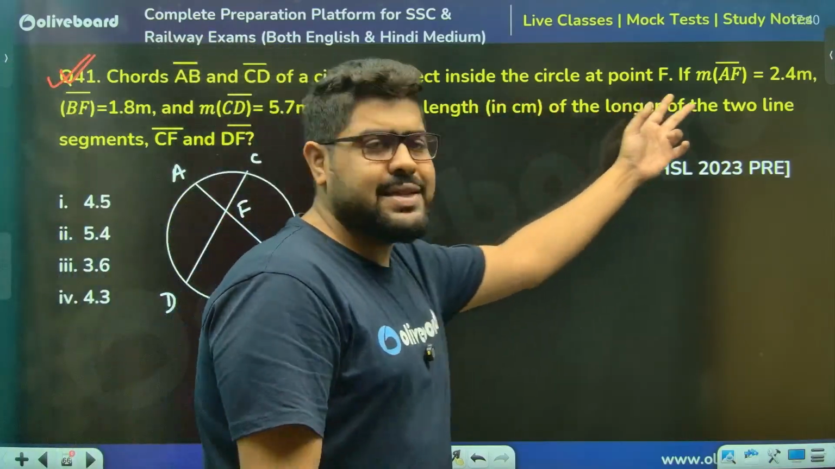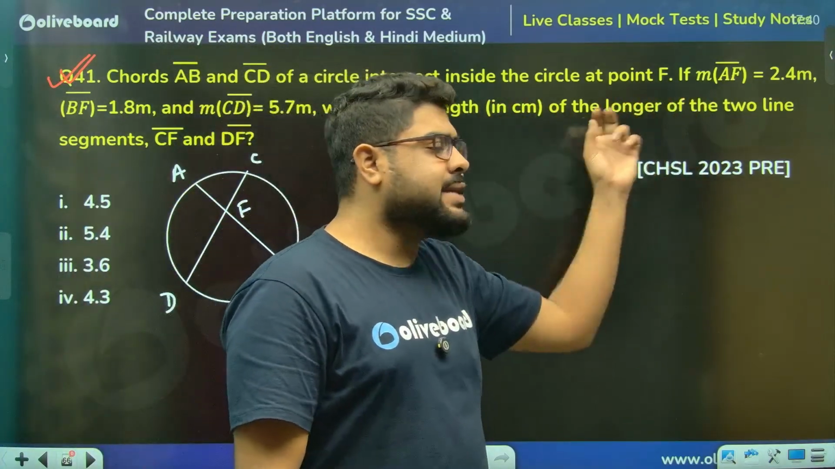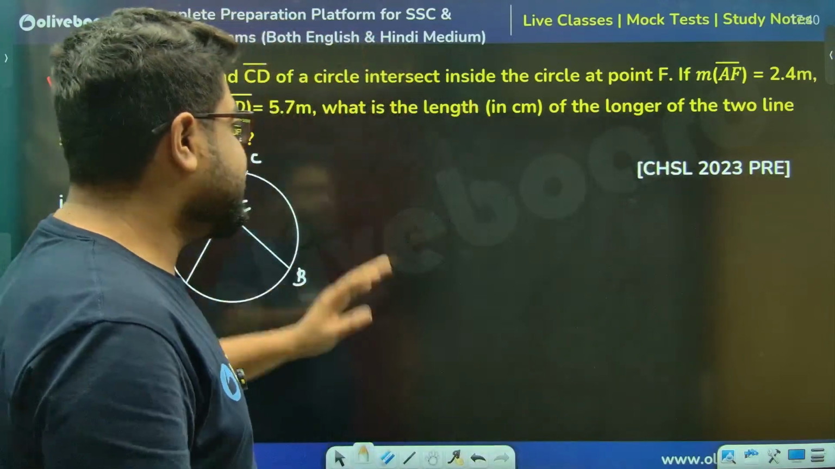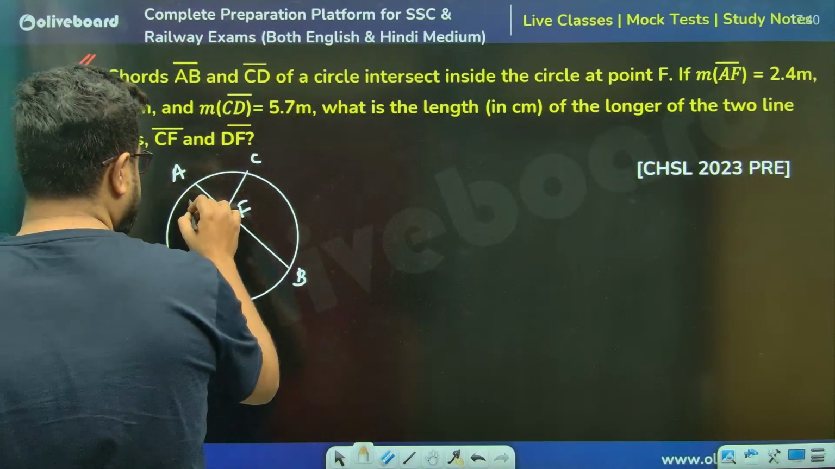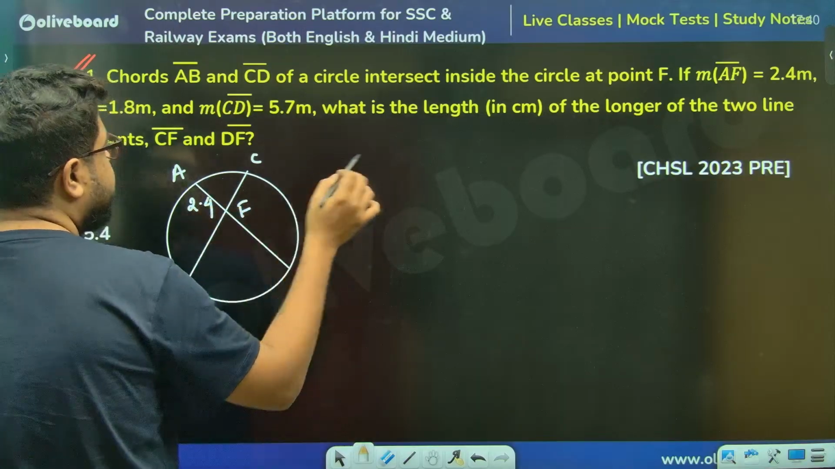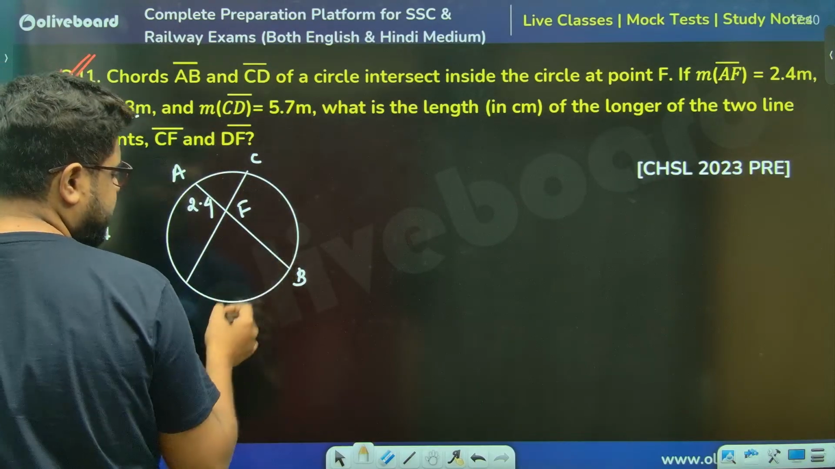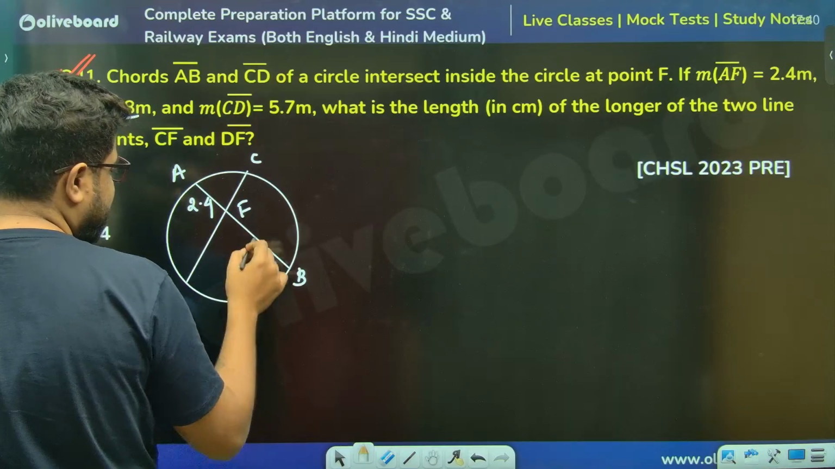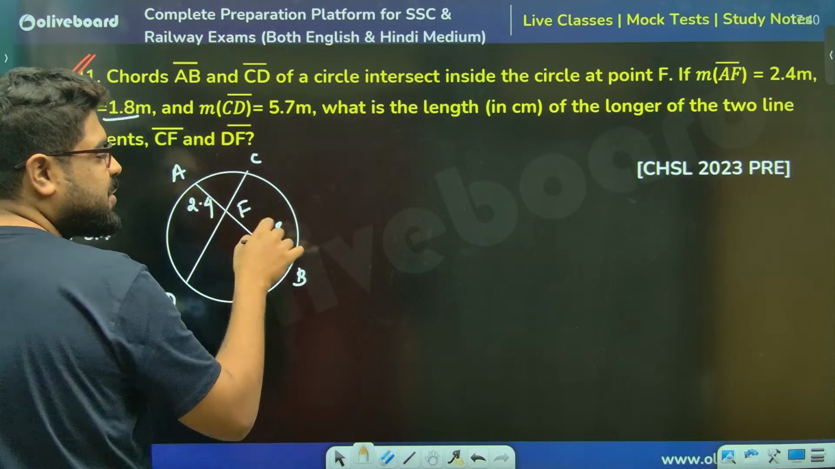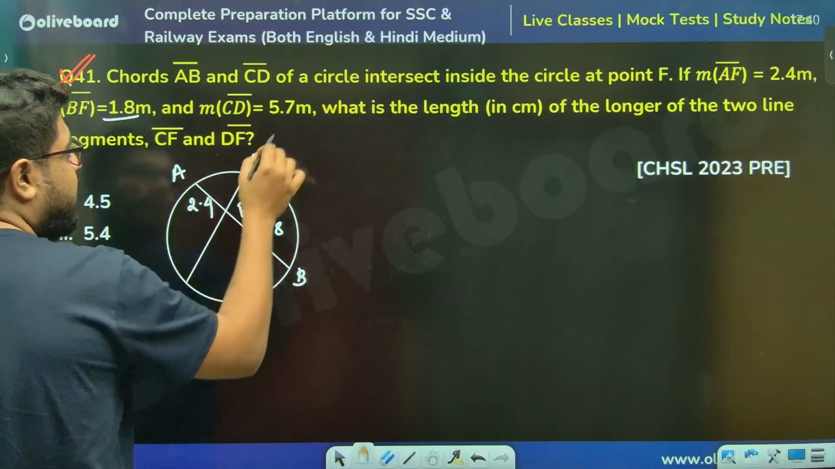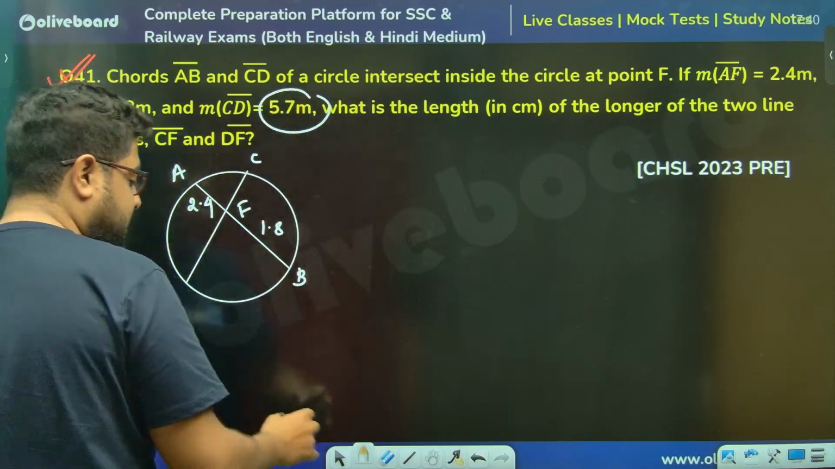M means measure, so the measure of AF is 2.4. BF is 1.8. It looks a bit opposite actually. CD in total is 5.7. Okay, yes, a quadratic will come.